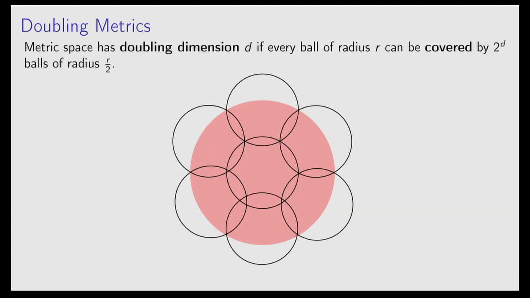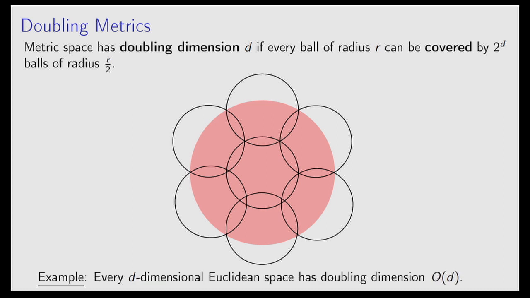Now next I would like to talk about doubling metrics. Doubling metrics are a generalization of the notion of dimension, in particular for Euclidean space. Every d-dimensional Euclidean space has about d doubling dimension. The definition is that a space has doubling dimension d if every ball of radius r can be covered by at most 2 to the d balls of half the radius. So, for example, this ball can be covered by 7 balls, and therefore the doubling dimension of the Euclidean plane is log 7, or about 3.